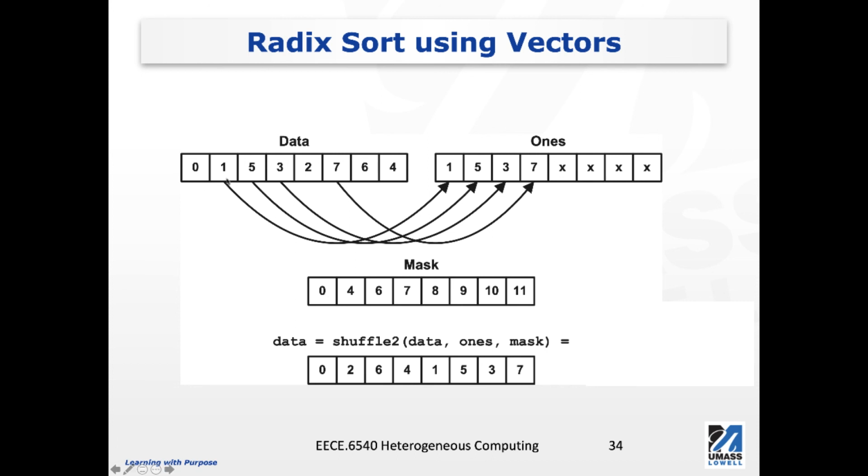Now, for the second number, this number is 1. We know the least significant digit of this value is 1. So this value will be copied into the second vector called ones. So the index of this number is actually now, instead of 1 here, actually 8. So we're not going to put this index here.